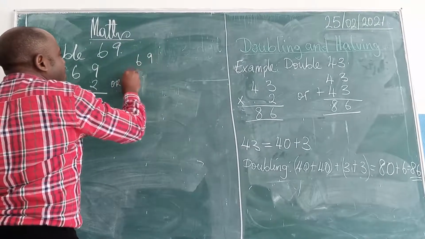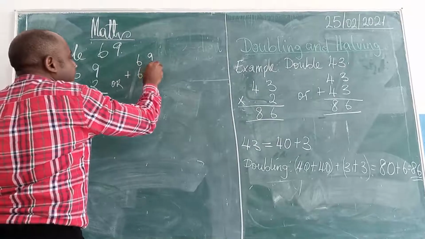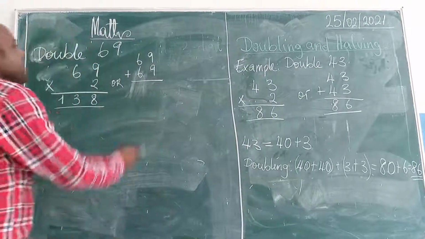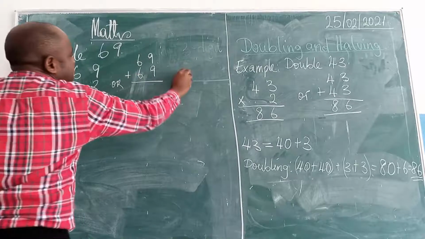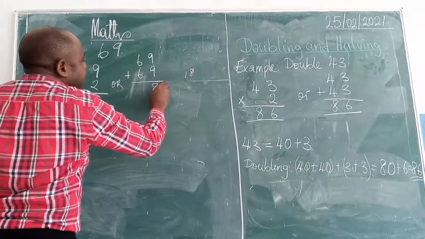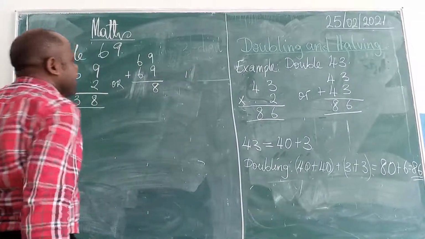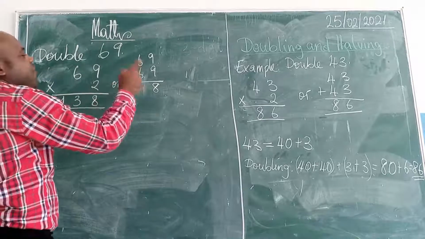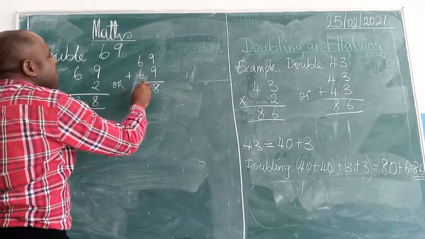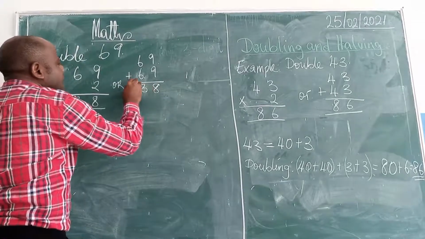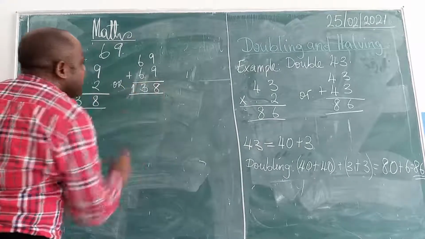I now take again 69 plus 69. 9 plus 9 is 18. So I write 8 and I reserve 1. 6 plus 6 is 12 plus 1 reserved is 13. 3 and 1. My answer is the same.